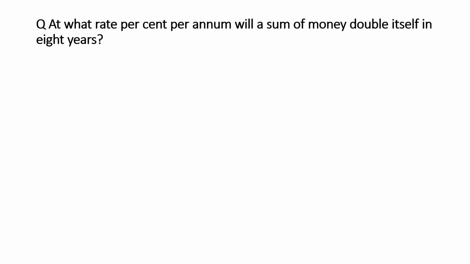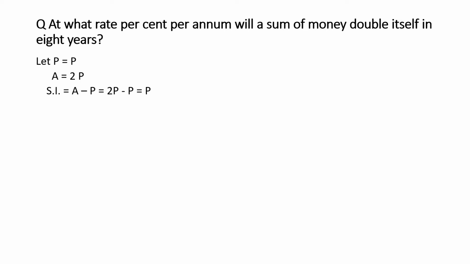Because when a sum of money doubles itself, suppose you have taken 100 rupees from any person and you are returning 200 to him, it means you are not returning the interest, you are returning the amount, that is principal plus simple interest. So there is a relationship between principal and amount given to us. Let the principal be p, then the amount will be 2p, and simple interest is equal to amount minus principal, that is 2p minus p, that is p.